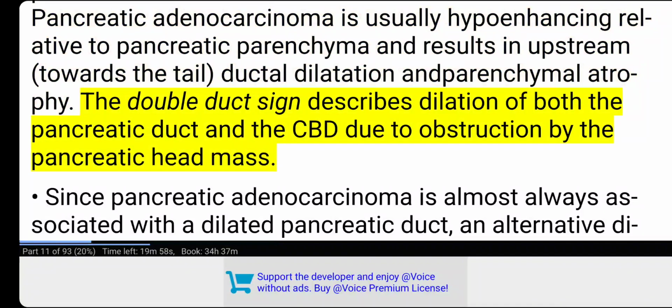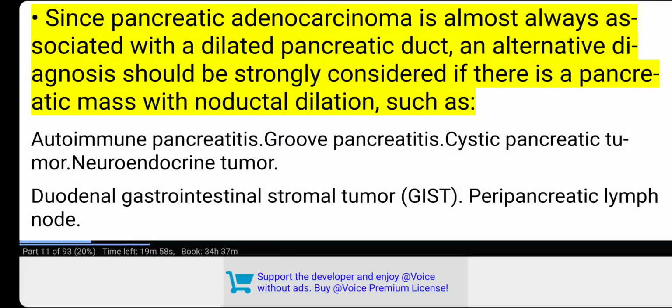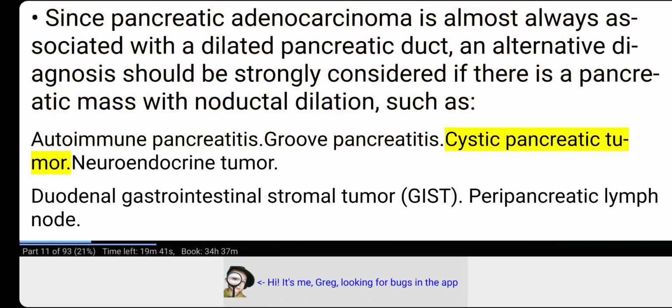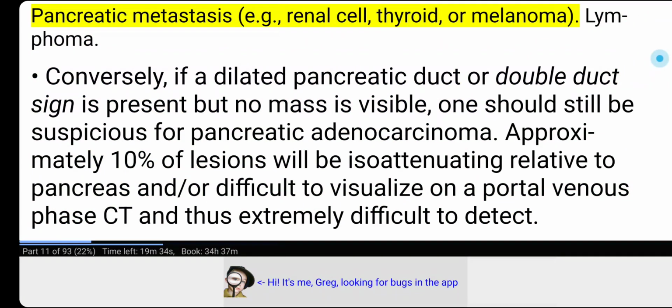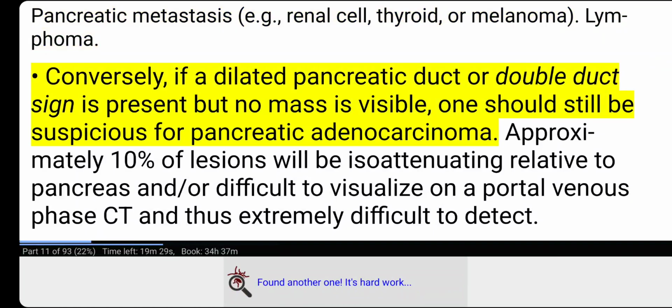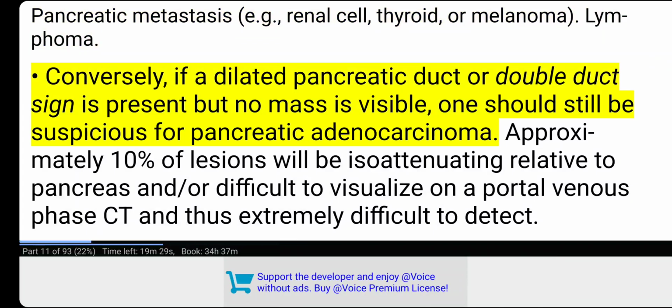The double duct sign describes dilation of both the pancreatic duct and the CBD due to obstruction by the pancreatic head mass. Since pancreatic adenocarcinoma is almost always associated with a dilated pancreatic duct, an alternative diagnosis should be strongly considered if there is a pancreatic mass with no ductal dilation, such as autoimmune pancreatitis, groove pancreatitis, cystic pancreatic tumor, neuroendocrine tumor, duodenal gastrointestinal stromal tumor (GIST), parapancreatic lymph node, pancreatic metastasis, e.g., renal cell, thyroid, or melanoma. Lymphoma. Conversely, if a dilated pancreatic duct or double duct sign is present but no mass is visible, one should still be suspicious for pancreatic adenocarcinoma.